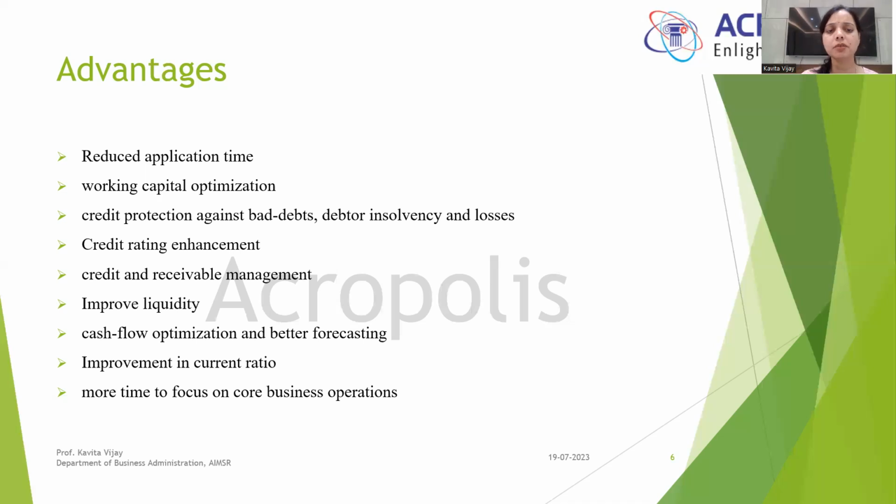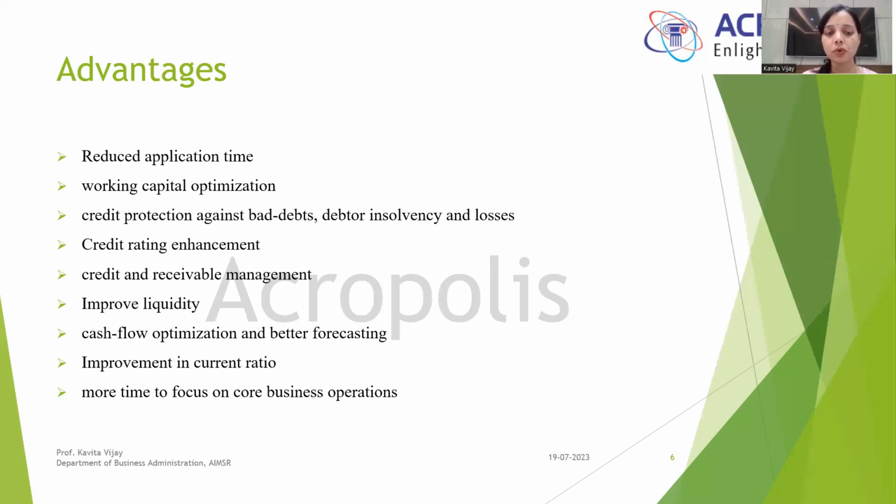Cash flow optimization and better forecasting, because the factor company will provide the cash in advance, that will accelerate the cash flow, and because of that, the company can forecast for the future. Improvement in current ratio. When we talk about bank borrowing, it will increase the liability for the company, but using factoring will reduce the bank borrowings, so it will increase the current ratio.